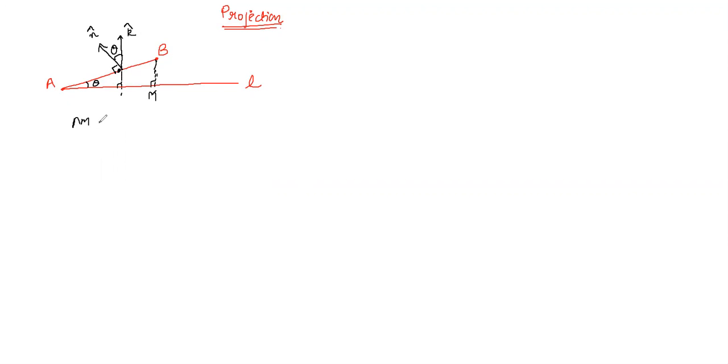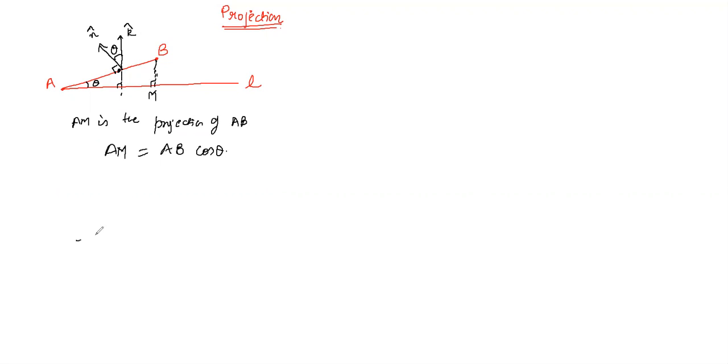So AM is the projection of AB. So from this diagram, we can easily calculate that AM will be equal to AB cos theta.